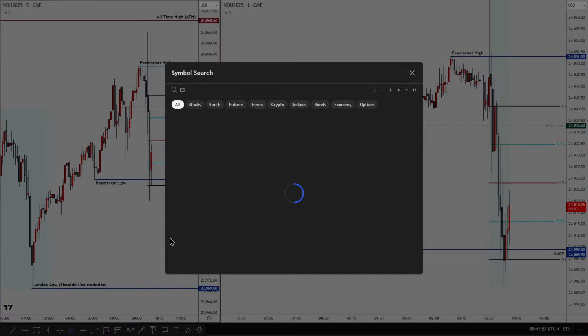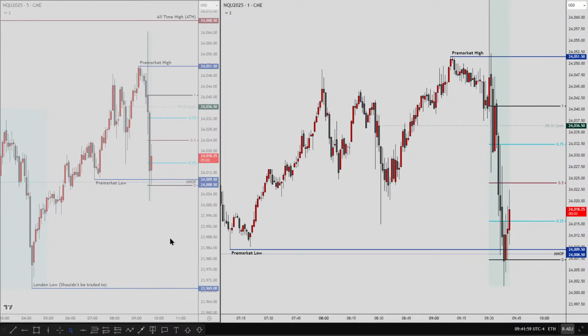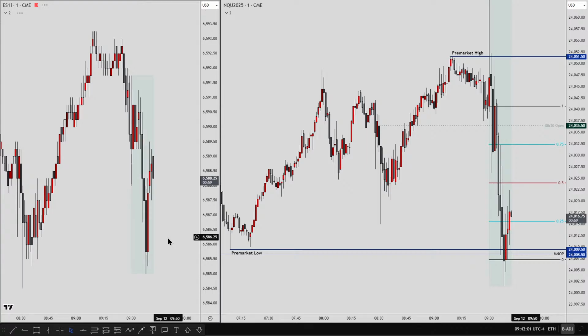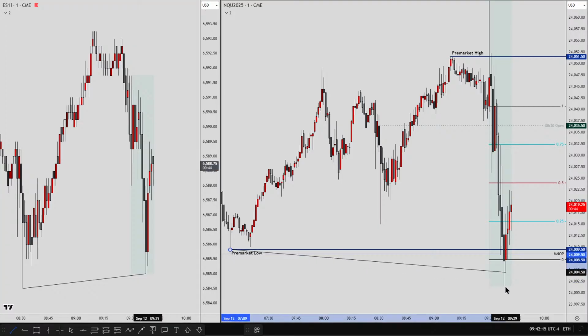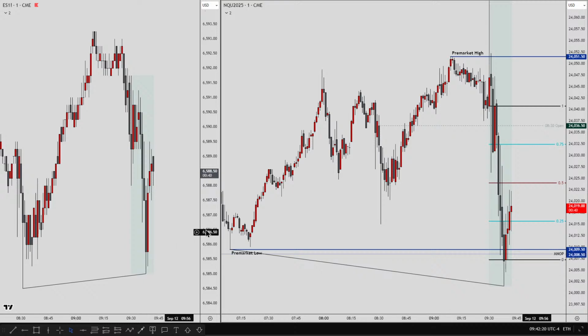So let's go to ES. Let's go to the chart. That's an SMT, and it's below the 8:30 opening price and the midnight opening price. Does it need to be below the 8:30 opening price and midnight opening price on both of the assets? No. Just on the one that you're looking at.